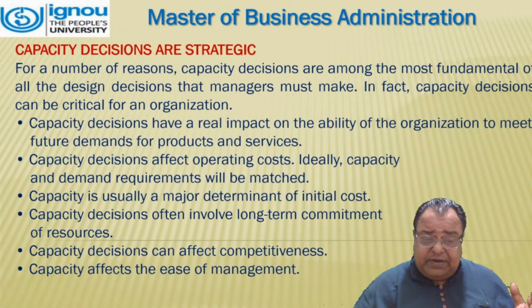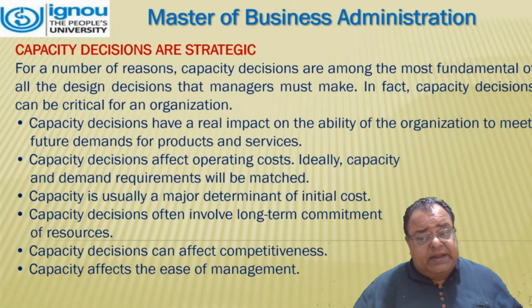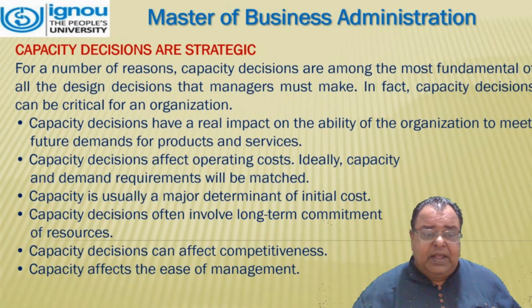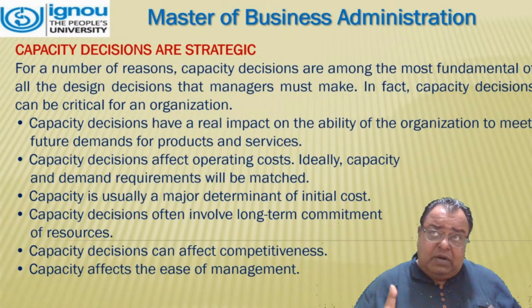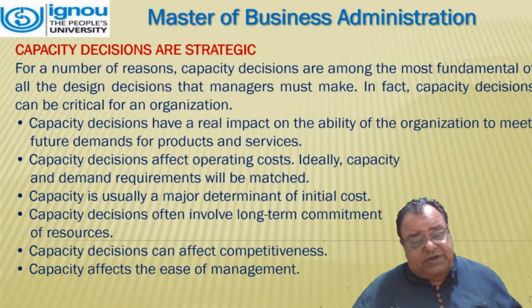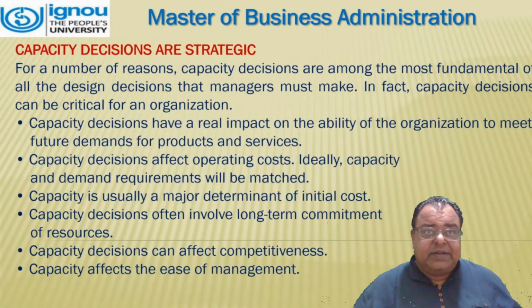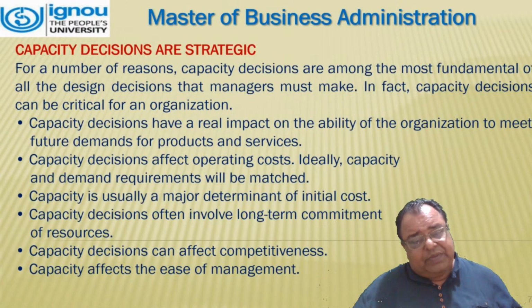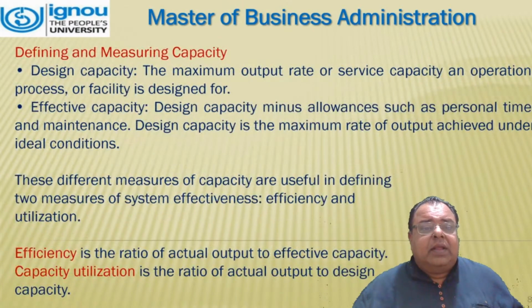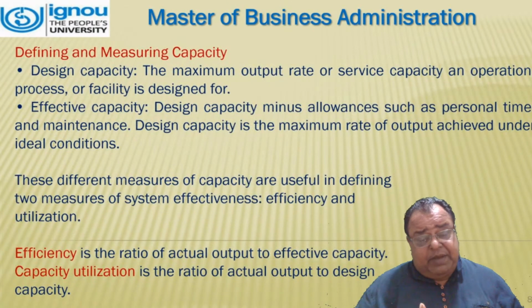Capacity decisions affect operating cost. Ideally, capacity and demand requirements will be matched. When the planning is done, capacity is usually a major determinant of initial cost. Capacity decisions often involve long-term commitment of resources. Capacity decisions can affect competitiveness, and capacity affects the ease of management, that means managing things. Now, defining and measuring capacity.